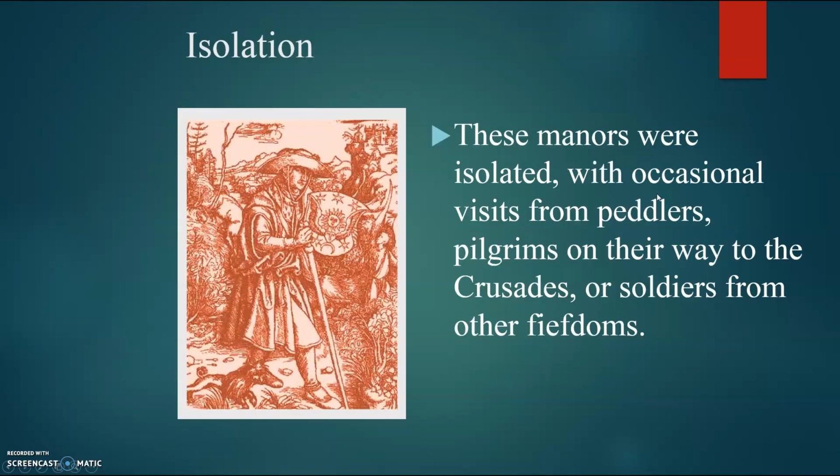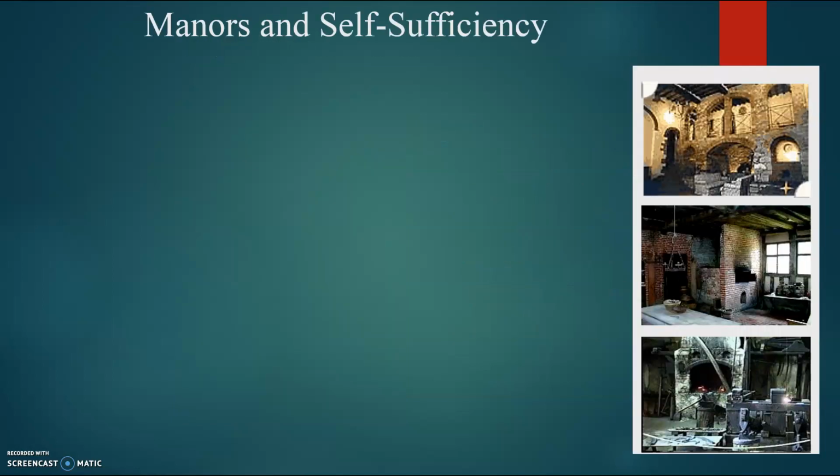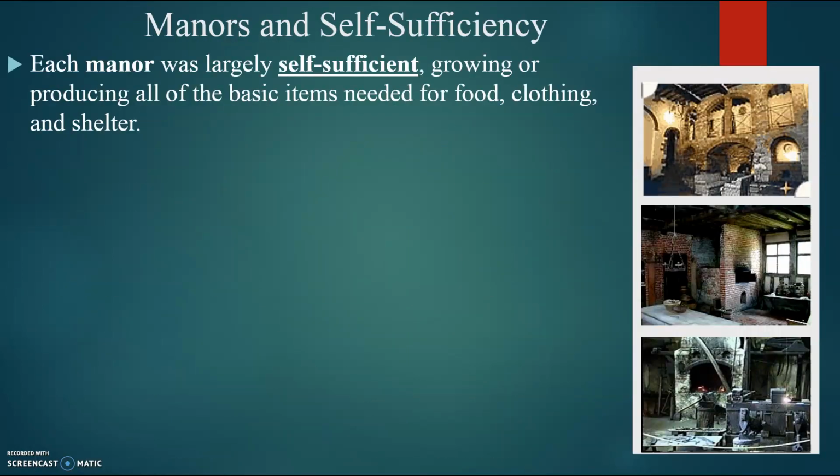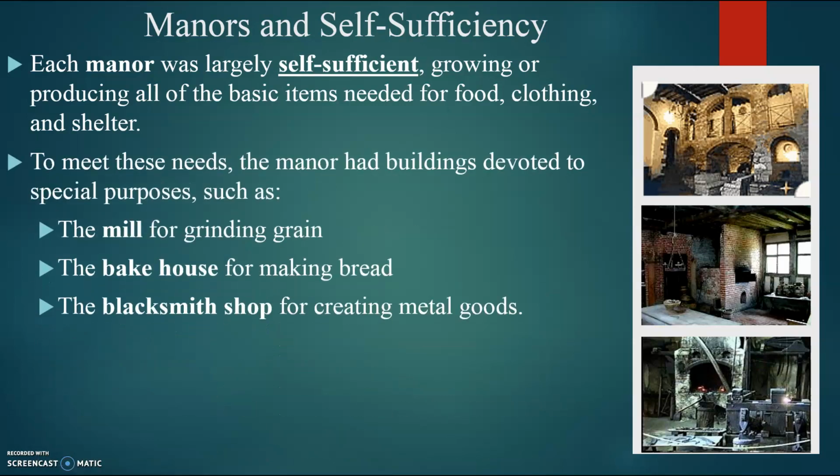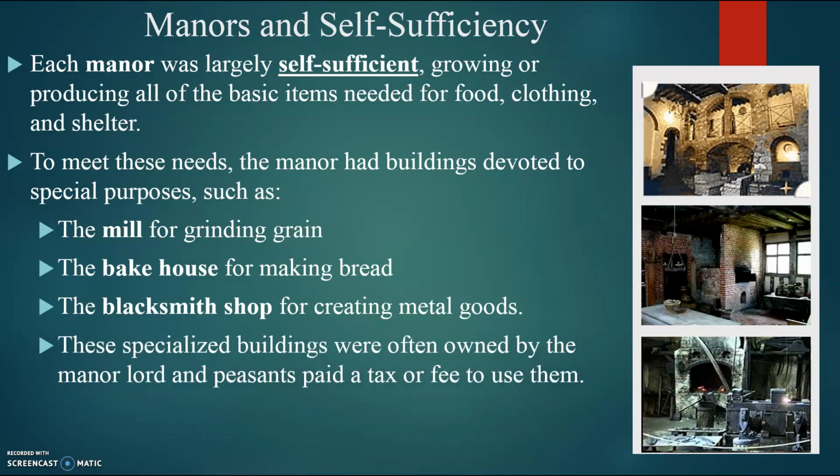But these manors were isolated. Again, there was very little connection. The roads were unsafe. It's going to change when you have peddlers, pilgrims, or soldiers moving through these areas between different fiefdoms. Again, like I said, they had to be self-sufficient. Basic needs had to be there. These are some images from recreated ones: a mill, a bakehouse, a blacksmith, and these are really important parts there.